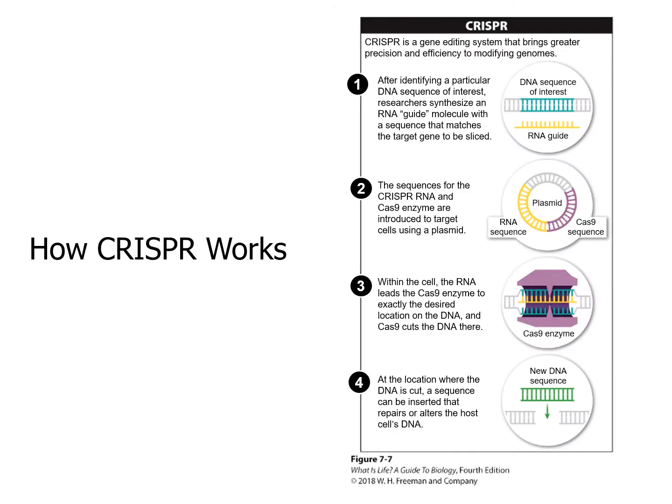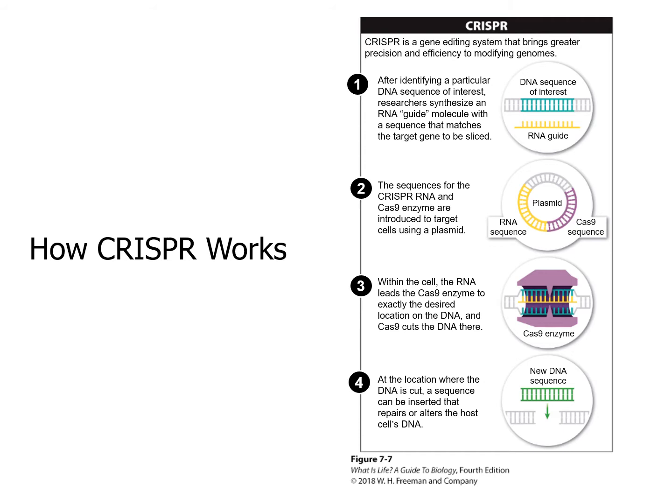So here's how it works. CRISPR is a gene editing system that brings greater precision and efficiency to modifying genomes. It's going to be able to identify a particular DNA sequence of interest and be very specific about it too, which is kind of cool, where researchers can synthesize an RNA guide molecule with a sequence that matches the target gene to be sliced. From there, the sequence for the CRISPR RNA and Cas9 enzyme, so that's just a little enzyme there, are introduced to target cells using a plasmid. Remember, that's just the round DNA.